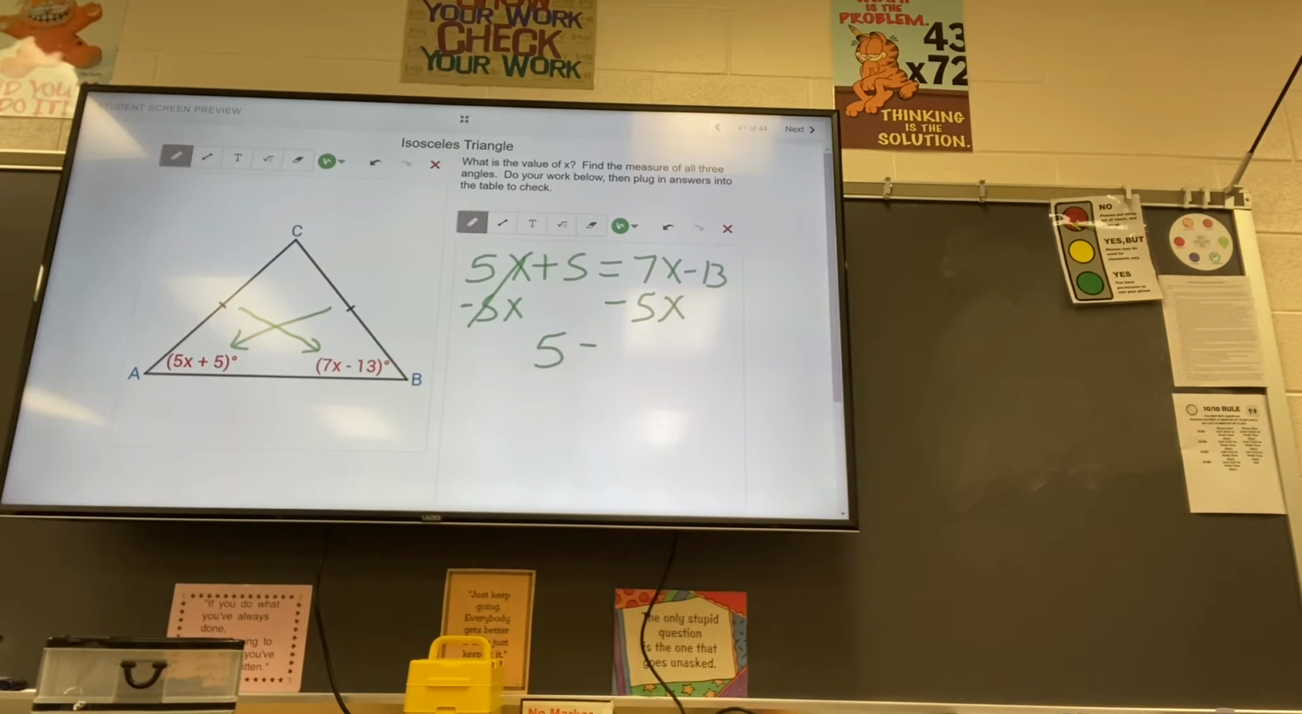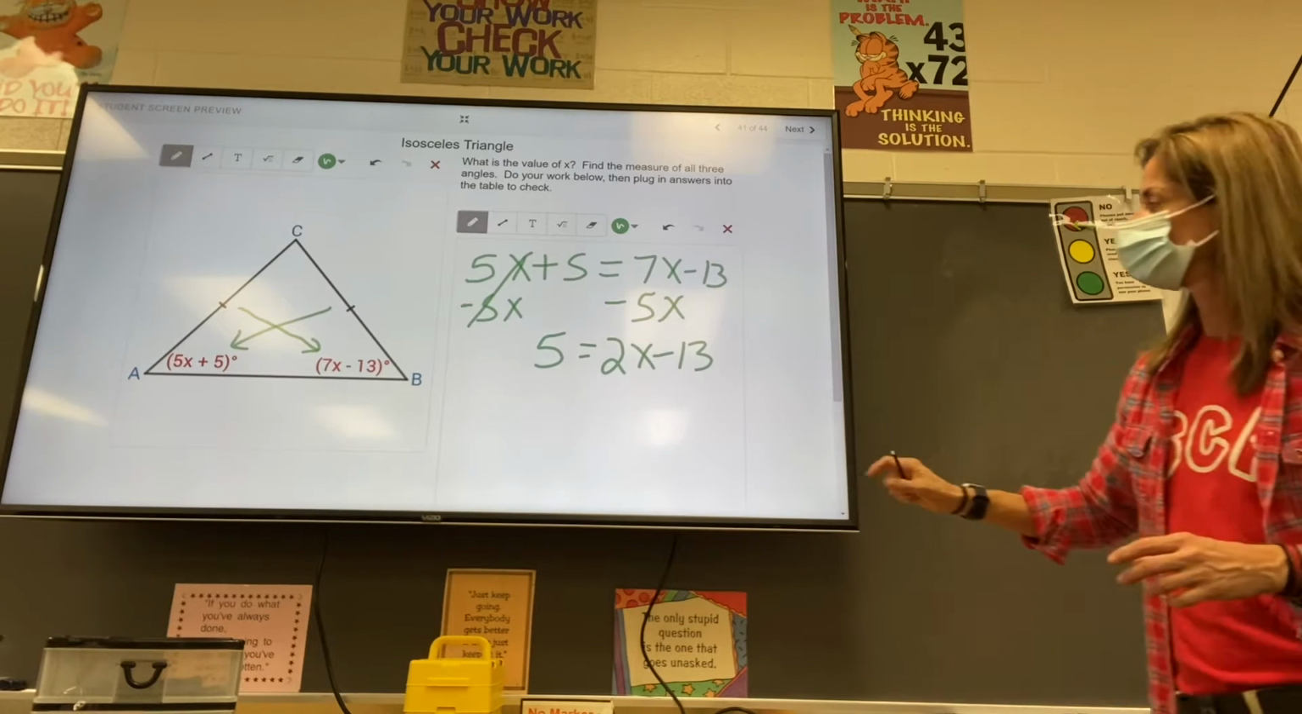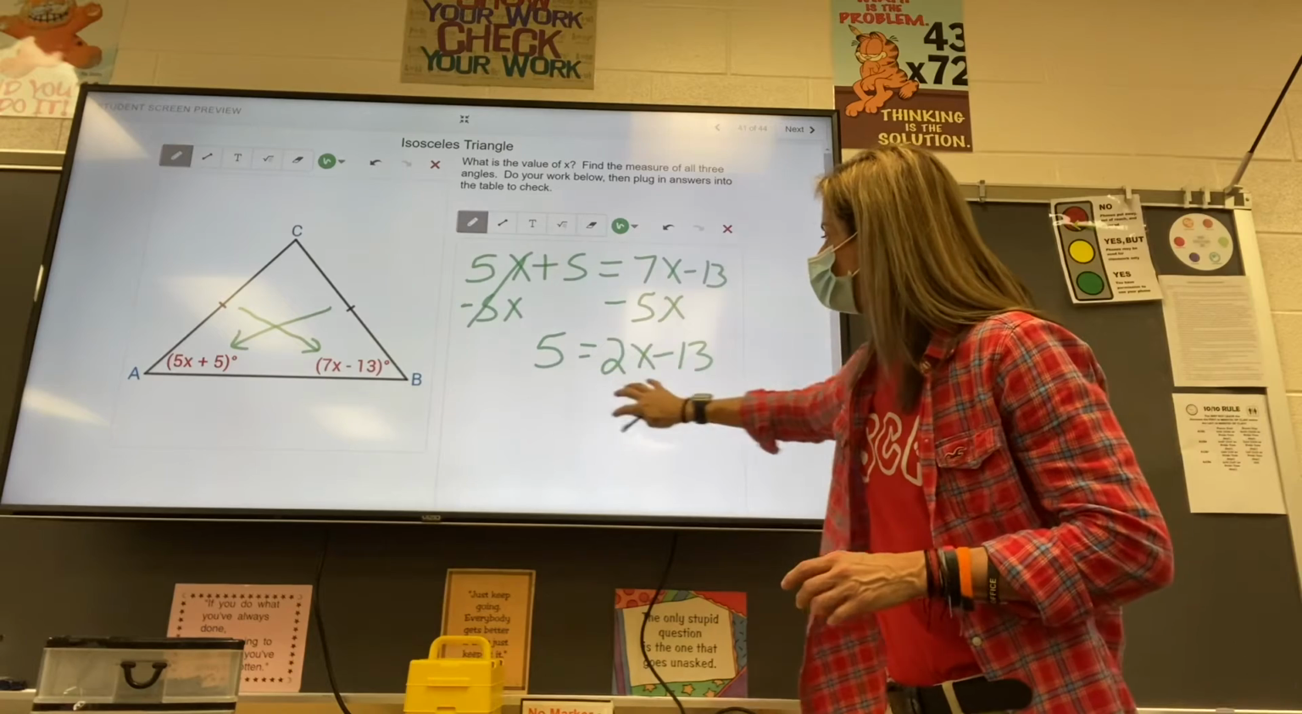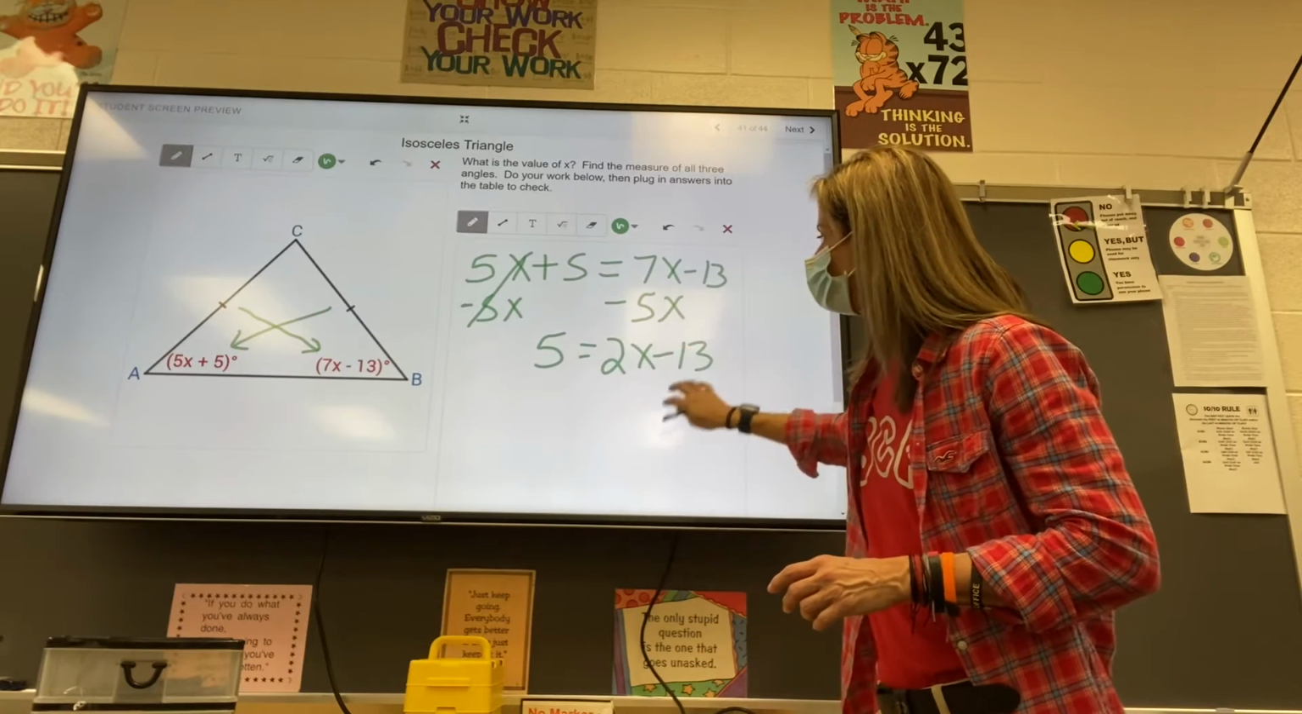So 5 equals 2x minus 13. Now it's just a two-step equation. Since I moved the x's to the right, I'm going to move the numbers to the left.